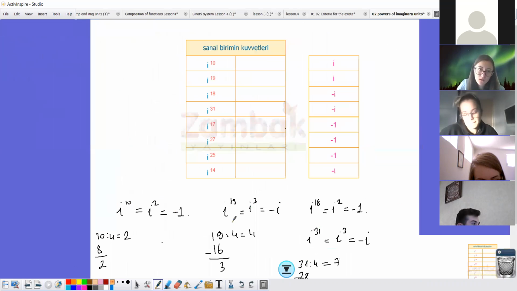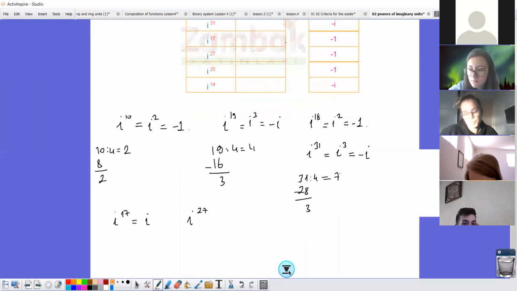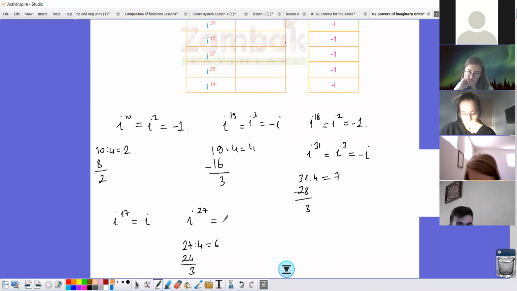And we were working here. I to the power of 17, we said. Erman, what will be I to the power of 27? If we divide 27 by 4, it's going to be 6, and the remainder will be 3. Then we have I cubed, so it is going to be minus I.